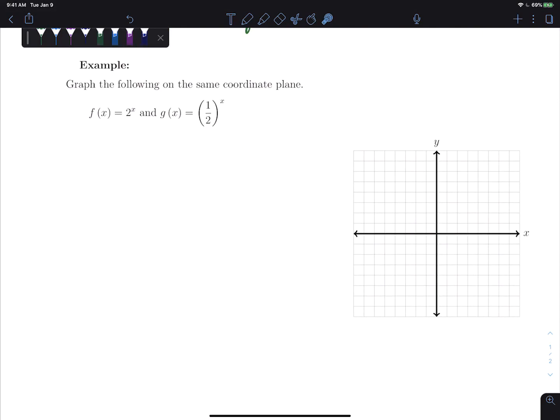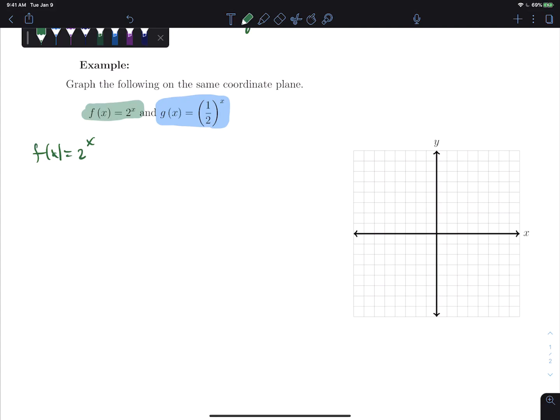So what I want to do is I want to go ahead and look at some properties of the graph by graphing the following on the same coordinate plane. So both of these will be exponential functions. For f of x here, we're going to have 2 to the x power. For g of x, we're going to have 1/2 to the x power. Okay.